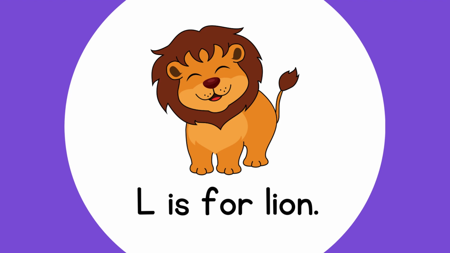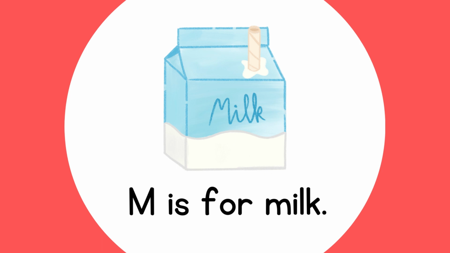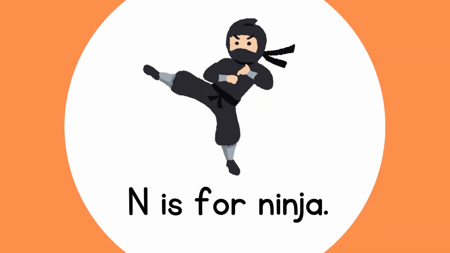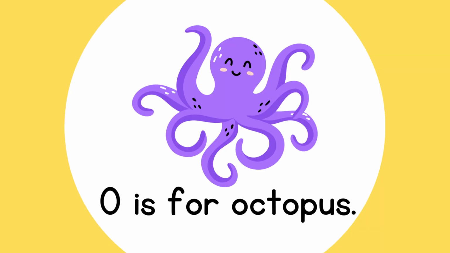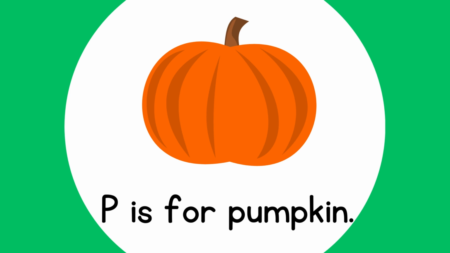L is for lion. L, lion. M is for milk. Milk. N is for ninja. Ninja. O is for octopus. O, octopus. P is for pumpkin. P, p, pumpkin.